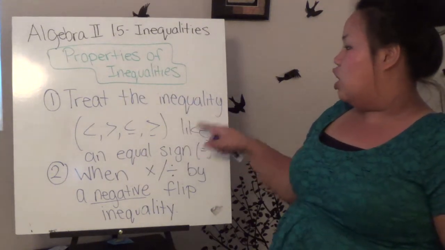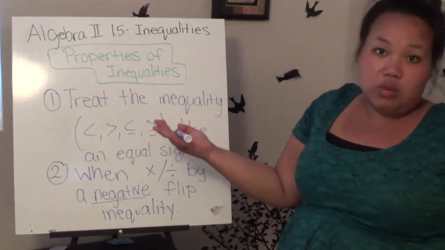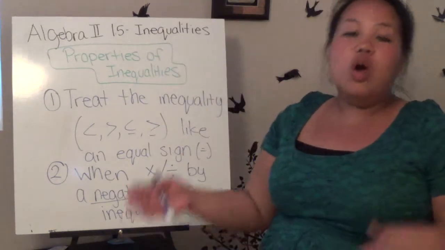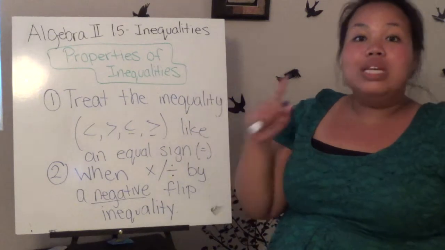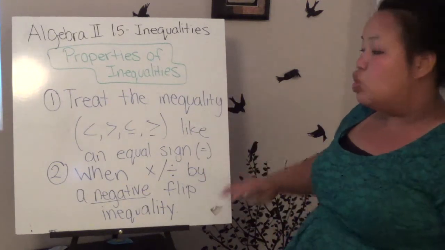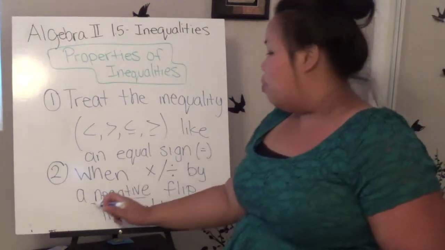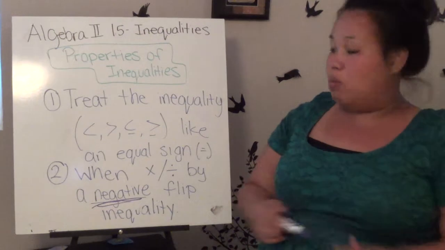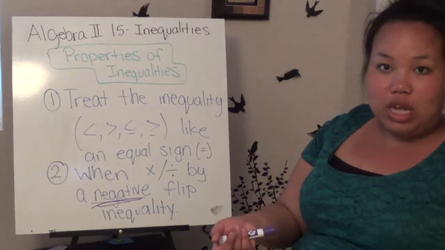So treat the inequality as if it's an equal sign. What that means is when you're solving it, solve it like it's an equal sign. What you do to one side of the inequality, you have to do to the other. The only difference is rule number 2: when you're multiplying or dividing by a negative, and it's very important, multiplying or dividing by a negative, not adding or subtracting, you need to take the inequality and flip it to the other side.